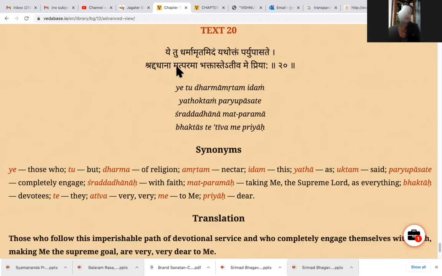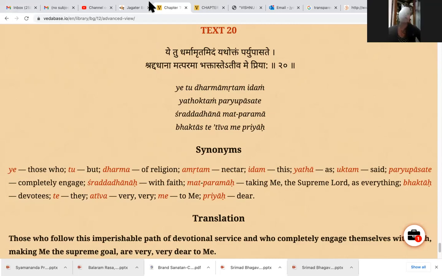Ye tu dharmamritam. Dharma amritam. Yet again, as it happens with most other such compound words, dharma plus amritam becomes dharmamritam. That A comes into play at the point where the two words are joined together. Dharmamritam.